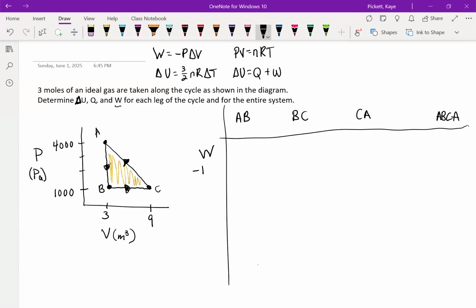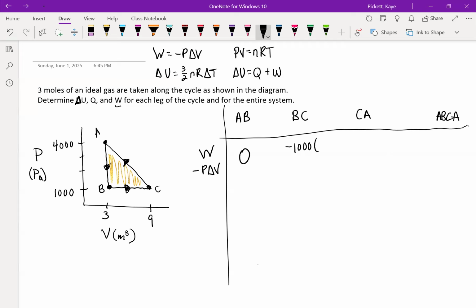So the work is negative P delta V. All righty. So from A to B, the change in volume is 0. That's an isochore. I can just write 0. And from B to C, I can say that that's negative P. Well, the pressure here is 1,000 pascals. By the way, I made up these numbers, so they might be a little cattywampus. We're not going to let that stop us.